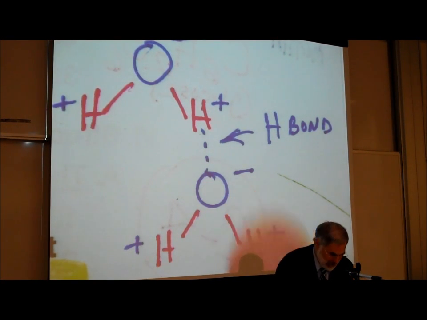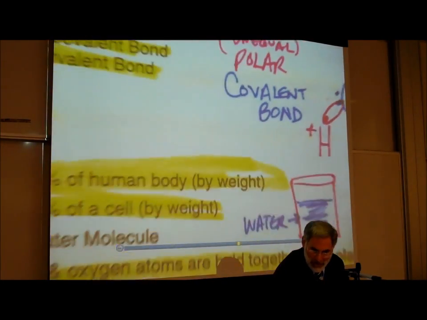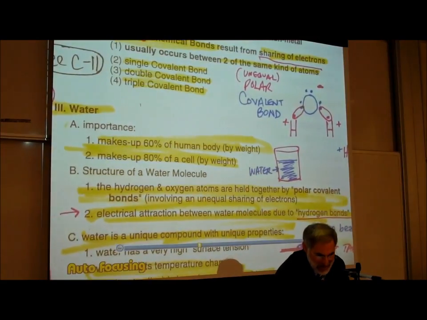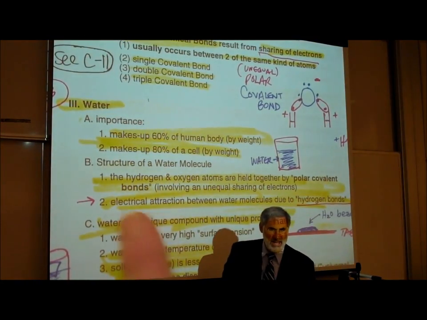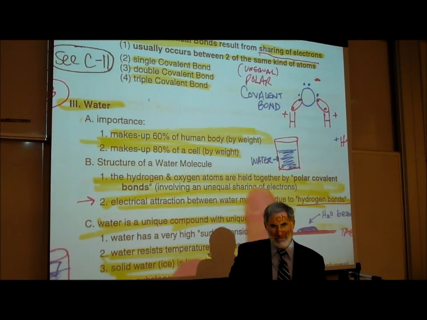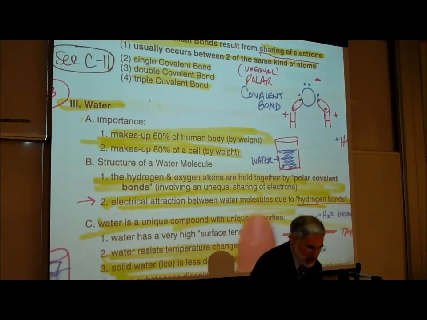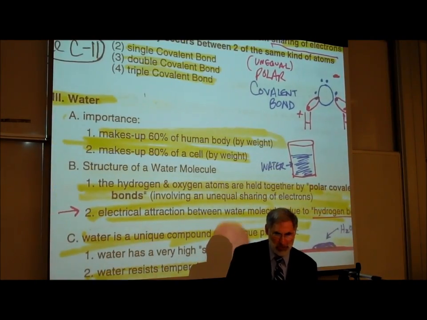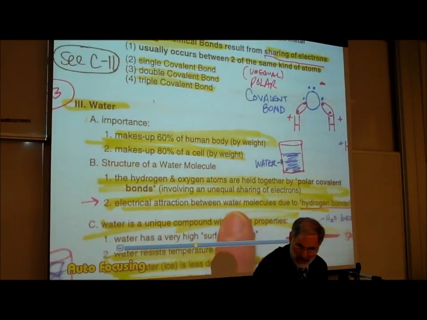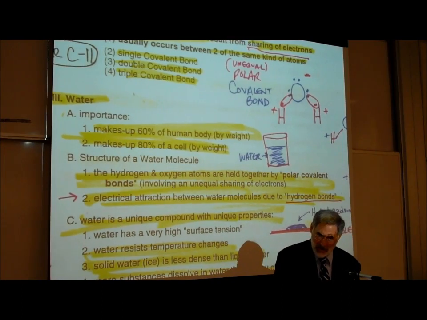Now you might say, did you write any of this stuff? Well, first I want to remind you it's all in the book. I'm trying to get you to read the book. But yes, I did. Right here, we've already said that the hydrogen and oxygen atoms are held together by polar covalent bonds involving an unequal sharing of electrons. And then right below that we wrote, there is an electrical attraction between the water molecules due to hydrogen bonds. So there is this attraction between the water molecules.